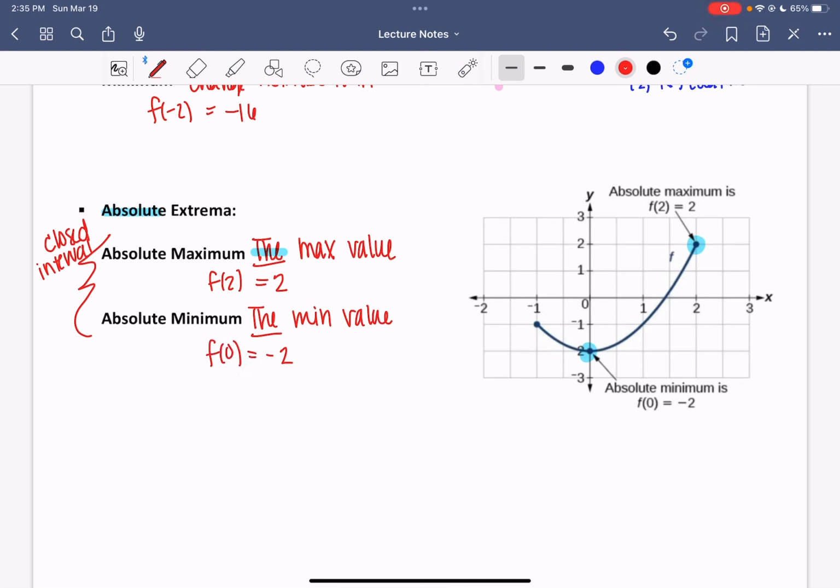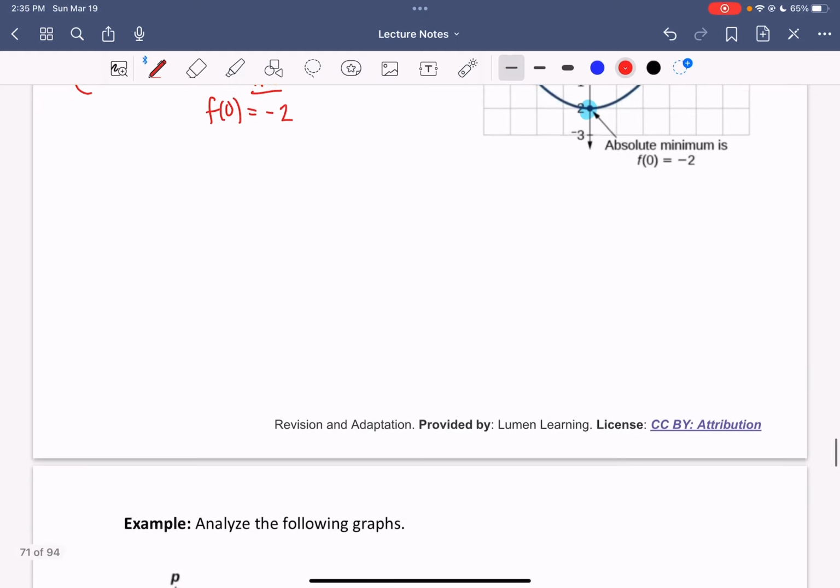So again, the absolute maximums and minimums are going to happen on your closed interval because it does not have the arrows going off into the infinities. So let's take these definitions and do quite a few examples to go with this.